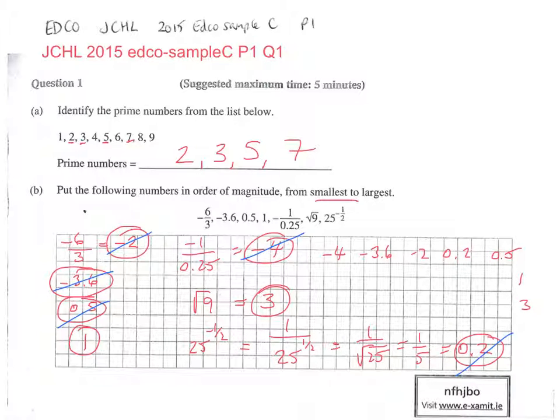So what are those actual numbers? Well, minus 4 is the minus 1 over 0.25. You've got the minus 3.6. We've got the minus 6 over 3. We've got the 25 to the power of minus a half. We've got 0.5. We've got 1, and we've got the root 9. Not much space to put this in, but you get the general idea.